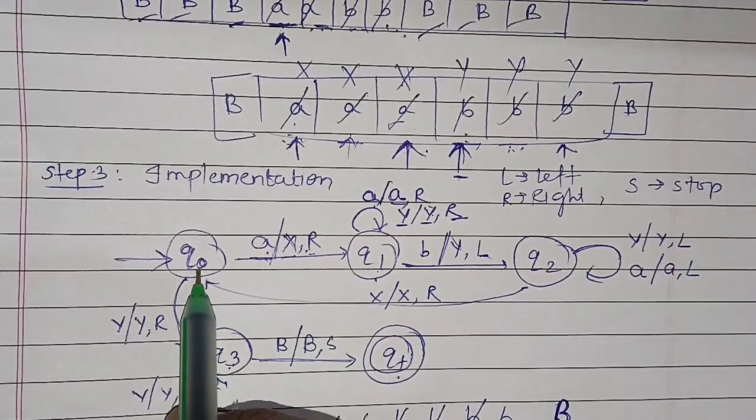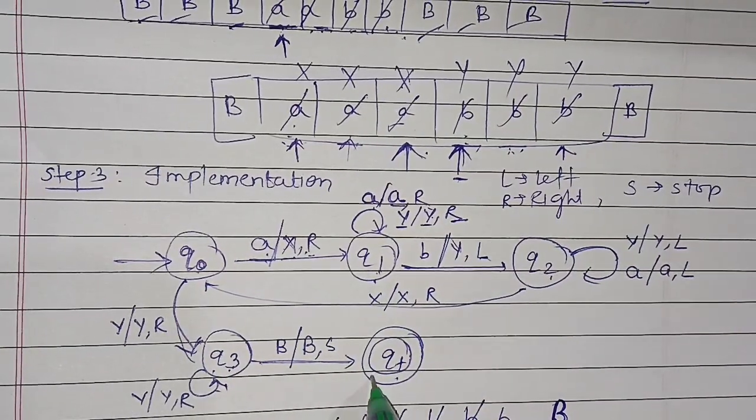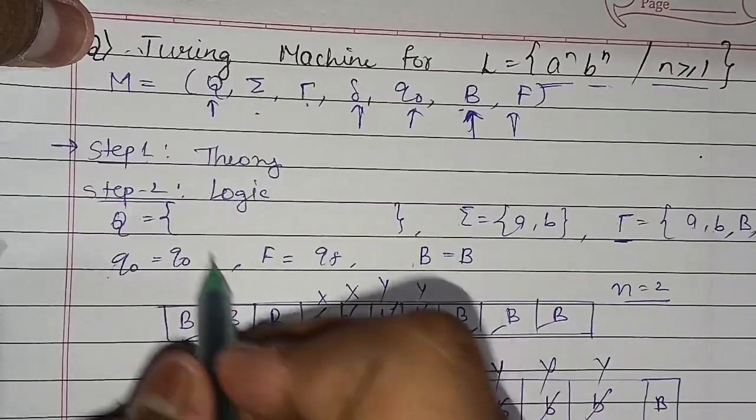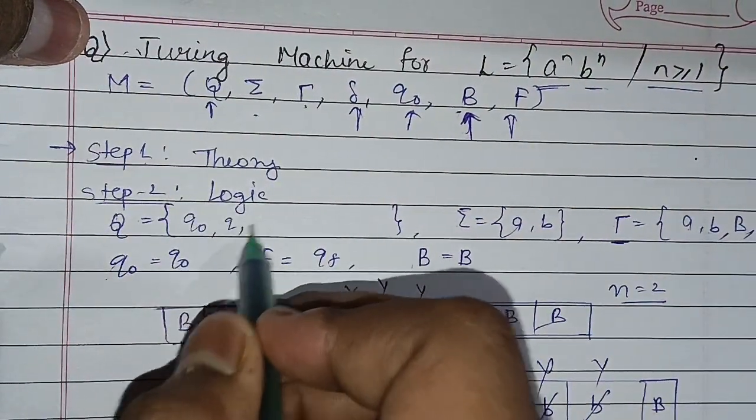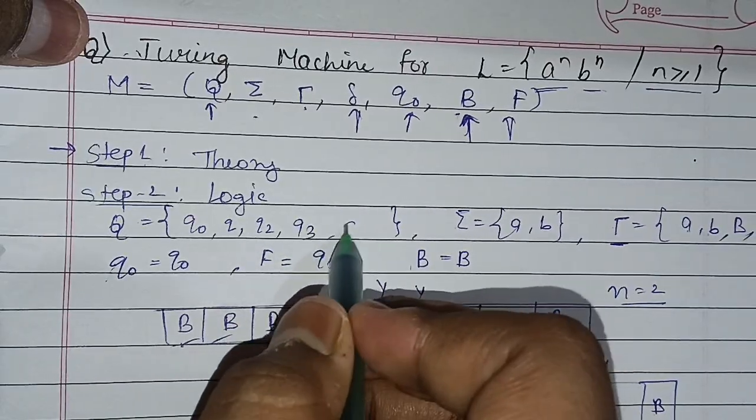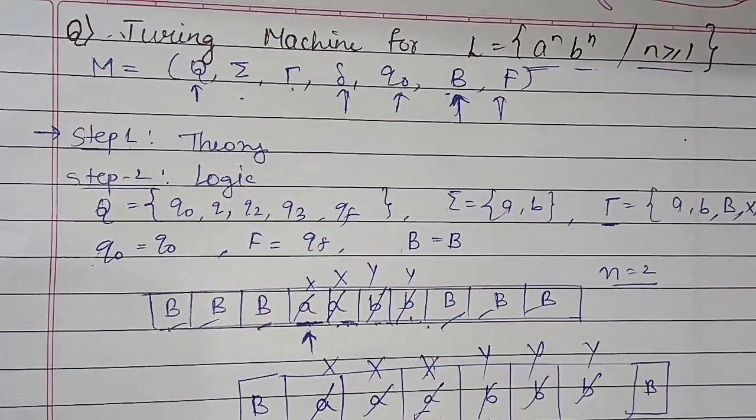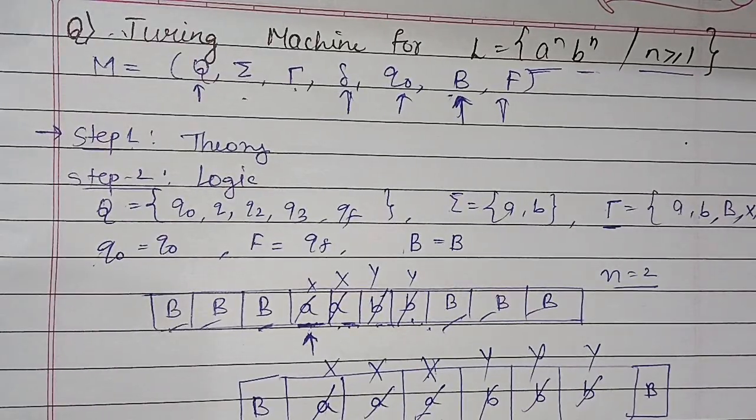Now see, you can see q0, q1, q2, q3, qf. That's why the states will be q0, q1, q2, q3, qf. In this way you have to solve an example, and last you have to solve an example of this. Thank you.